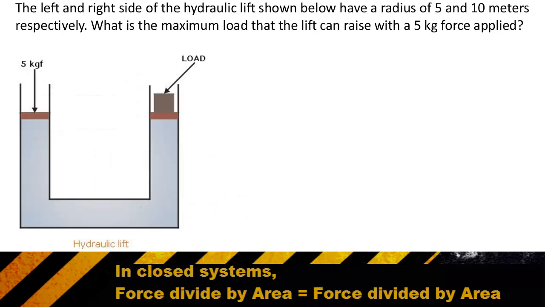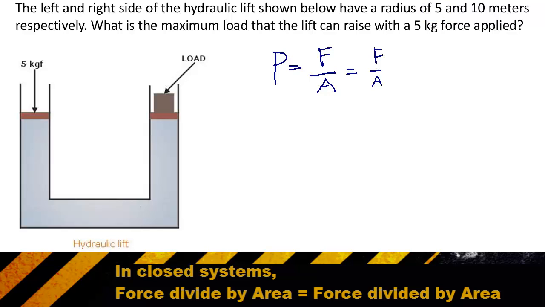If you're ever asked a question about a closed fluid system, such as a hydraulic lift, then you're likely going to be using Pascal's law. And remember that Pascal defines pressure as the force being applied divided by the area. And Pascal's law says that when you apply pressure to a closed system, that pressure is evenly distributed throughout the system. In other words, the force divided by the area is equal to the force divided by the area at any 2 points. In this case, we have a closed system with 2 ends that have different areas.